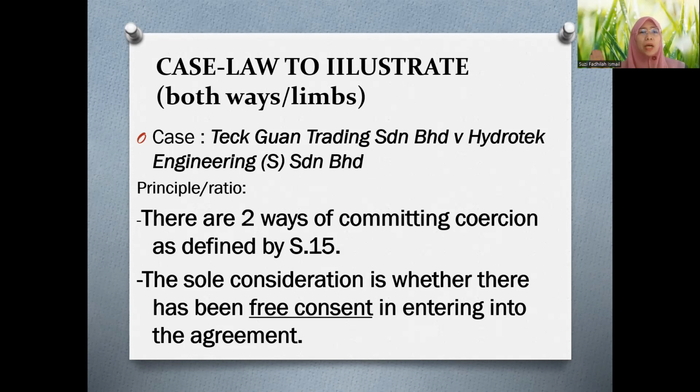And then what's the importance of the case here? Before we go to the facts, this is the principle, the ratio that we extract from the case. So most of the time when we talk about case law, other than discussing the facts, the judgment, the decision, the issues, what's the important principle that we learn, that we can apply to the problem given. So here the principle is that first, the court said clearly, even though the provision doesn't say. So the case law says it clearly. There are two ways of committing coercion as defined by section 15, even though you can see the word 'all' three times. But when we make it into limbs or ways of committing coercion, there are only two ways.